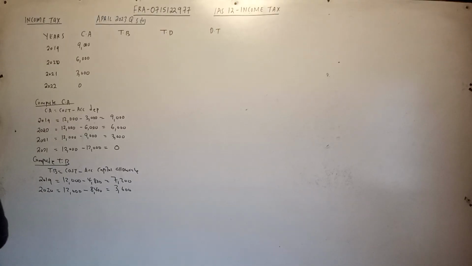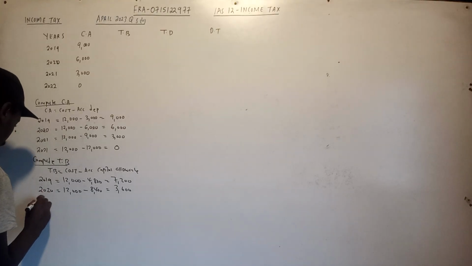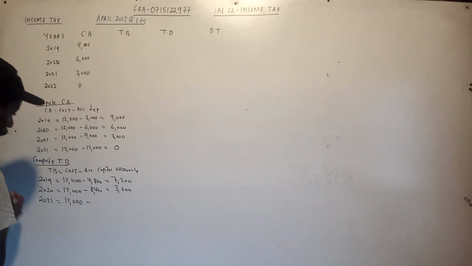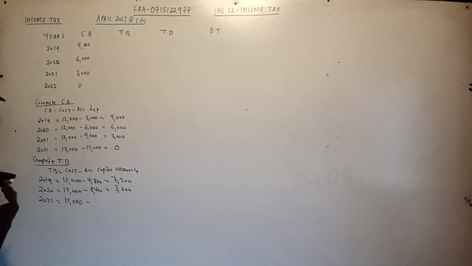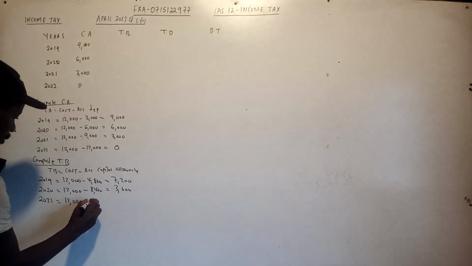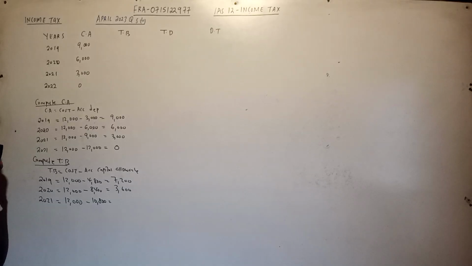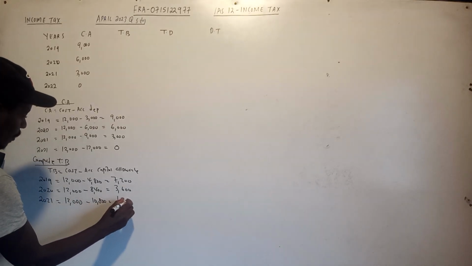Supposed to be that 600. Then 2021, it is 12. Accumulated capital allowance for that period will be equal to 4,800 for year 1. Then year 2 capital allowance was 3,600. Then year 3 is 2,400. That is 10,800. So 12,000 minus that answer is 1,200.